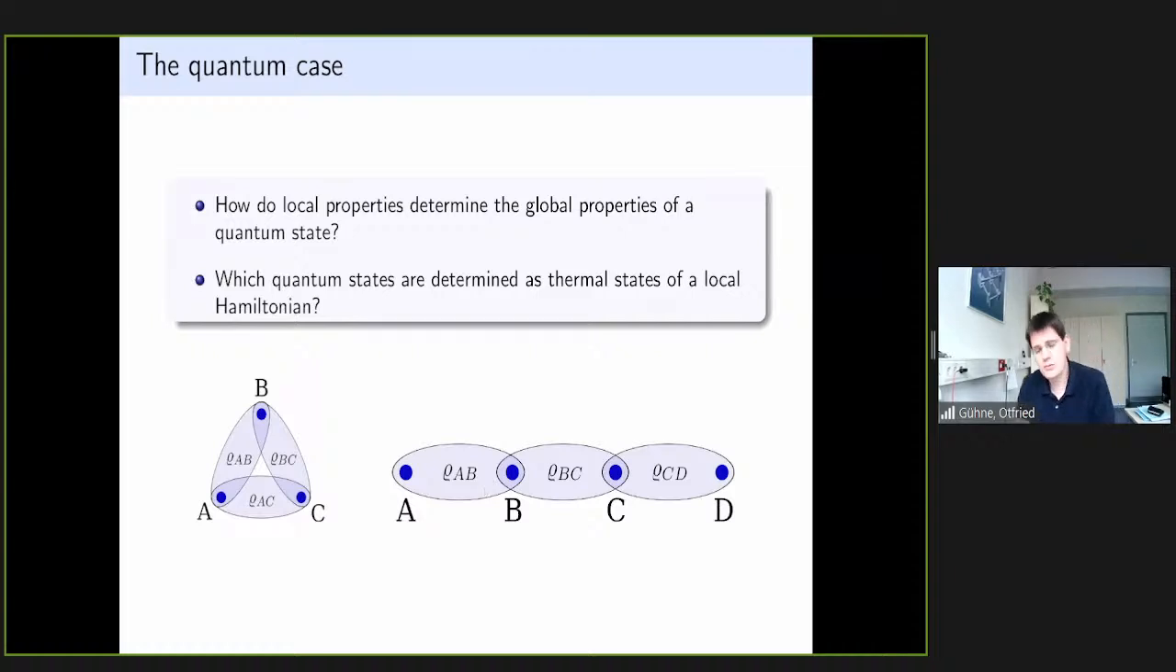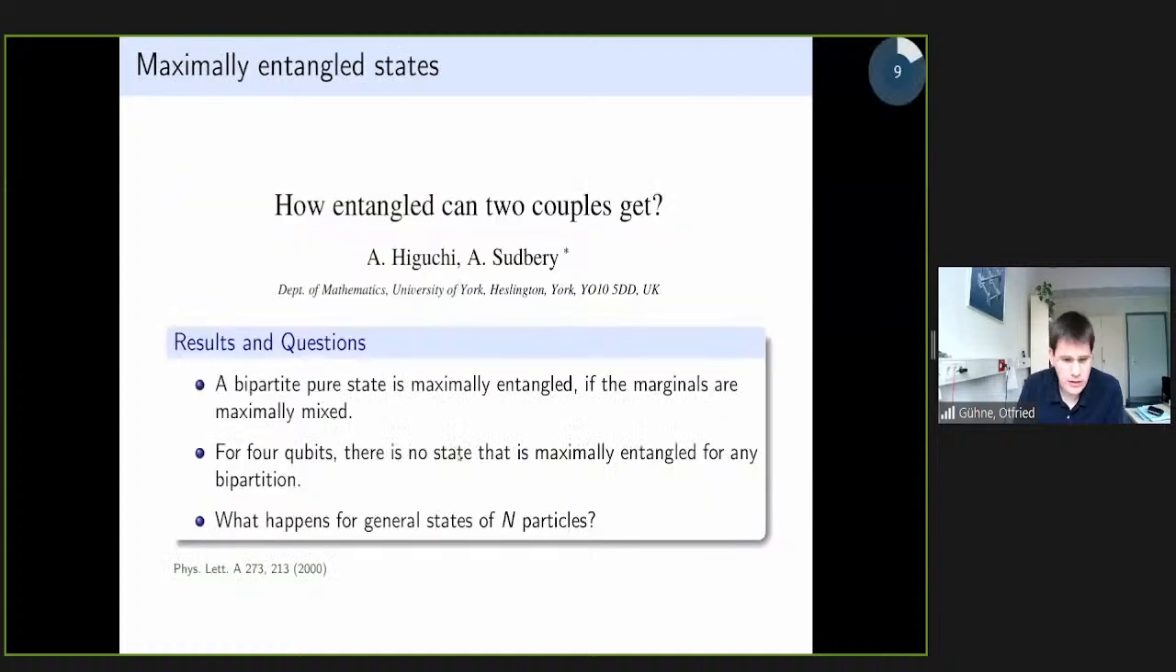Or the other way around, the implication holds that if you have a Hamiltonian with only two-body terms, then the ground state must be uniquely determined by its two-body marginals, because the Hamiltonian only looks at these reduced states, and that means that if you can characterize a state as a unique ground state, it must be uniquely determined by its two-body marginals. Okay, and in this direction, there have already been a bunch of results. This will just give you some introduction as motivation.